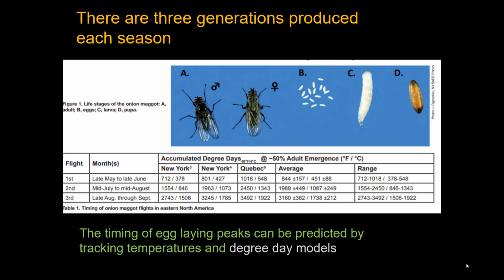So there's degree day models that have been developed, and in seedcorn maggot, or excuse me, in onion maggot, this shows some data from New York in a couple different locations. The degree days calculated in both Fahrenheit and Celsius centigrade.